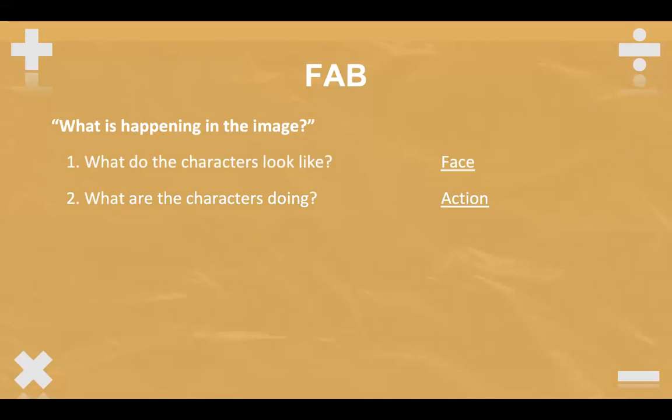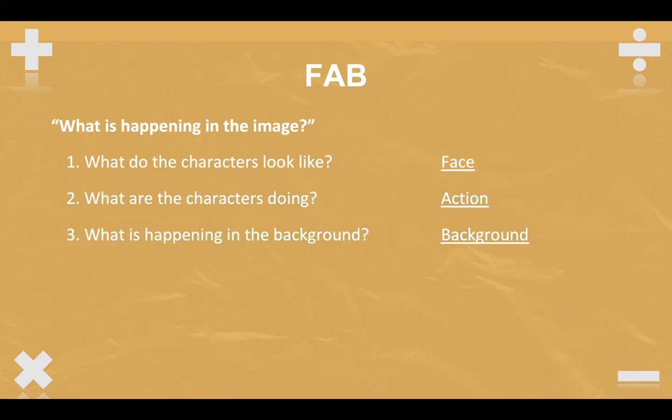Now, the first step towards effectively analysing an image is to just take a step back and to ask yourself, what's actually happening here? And this is where we call on FAB. Face, Action, Background. FAB, the fabulous framework. So who are the characters? Start with their face and then look at the rest of their body. What are they doing? Well, what's their action? And what is in the background?